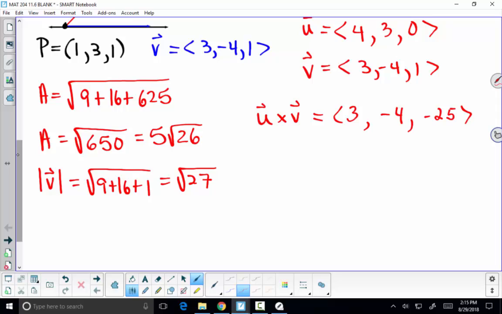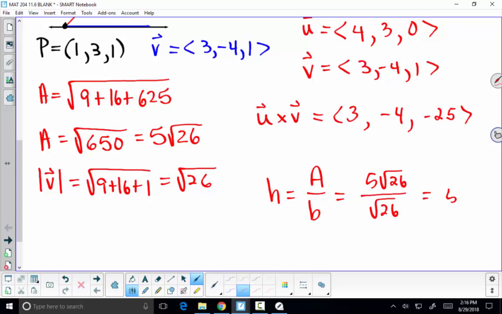Now we have the area of the parallelogram. We have the length of the base. Take the area, divide by the base, get the height. Square root of 26, not square root of 27. 10 plus 16 is 26. Okay. Oh, that's going to simplify nicely. Excellent. All right, so we do area divided by base. So that's going to be 5 square root of 26 divided by the square root of 26, and that gives us 5. So that's our height.